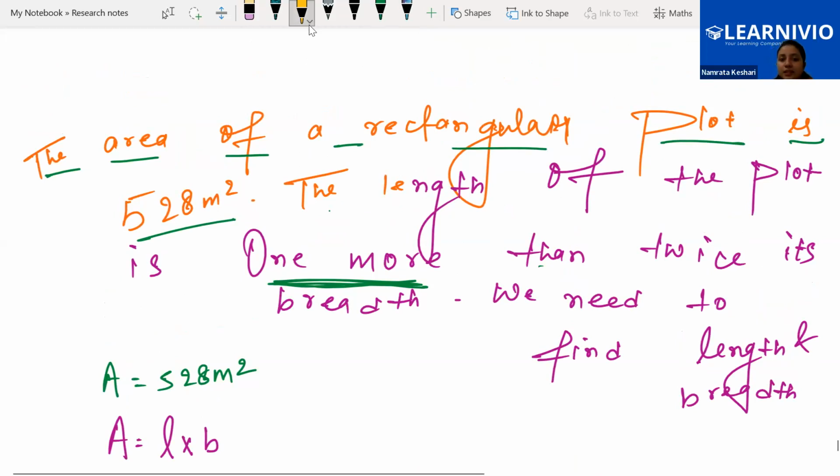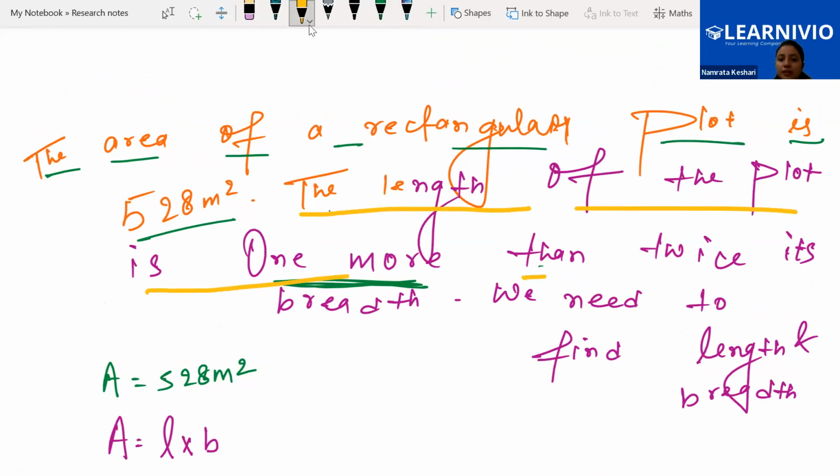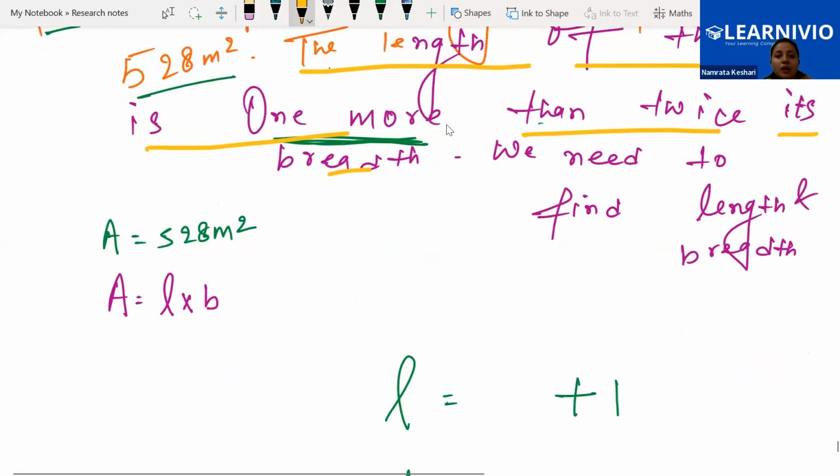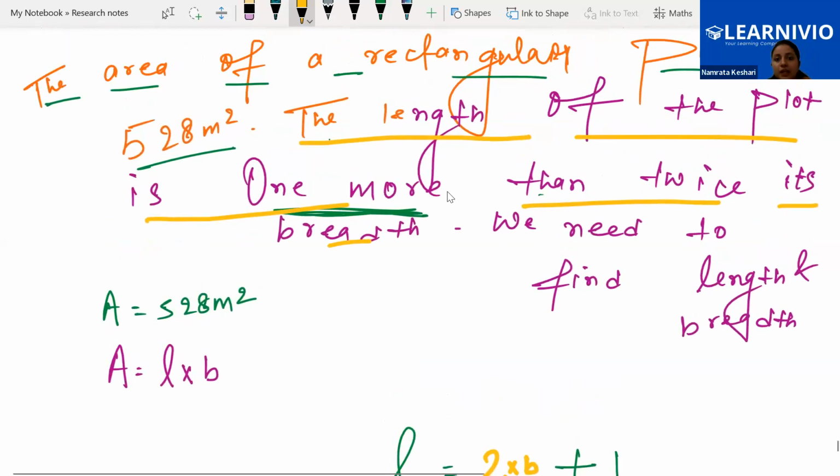Okay. See, this is the statement. The length of the plot is one more than twice its breadth. Length is one more. One more means plus one. One more than what? Twice its breadth, two times breadth. Can we say length is dependent on breadth? Can we say the length of the plot is dependent on the breadth? Yes, ma'am. We can say.